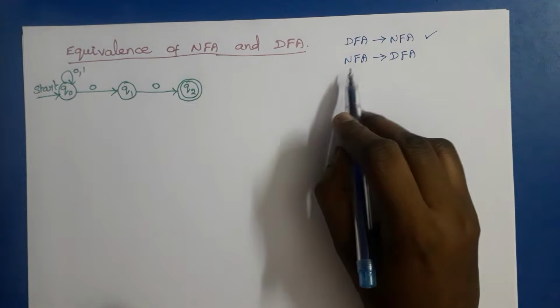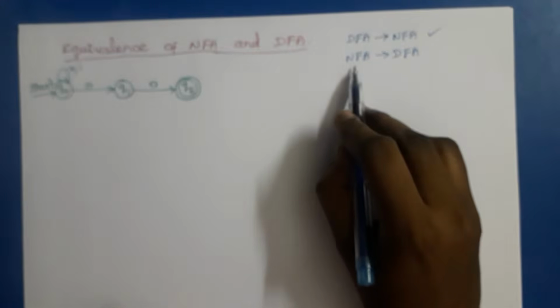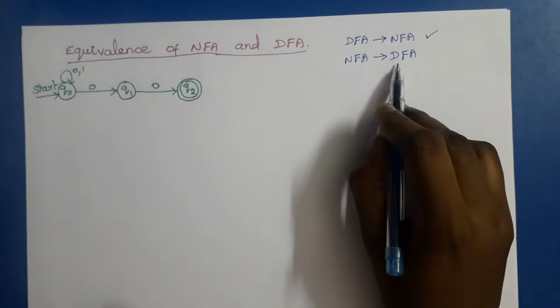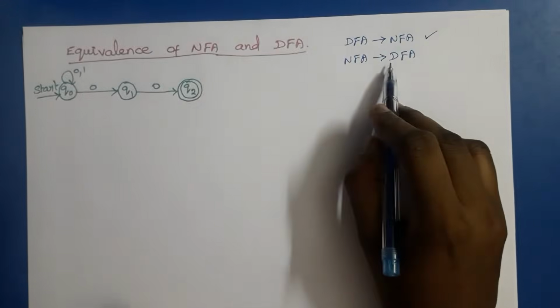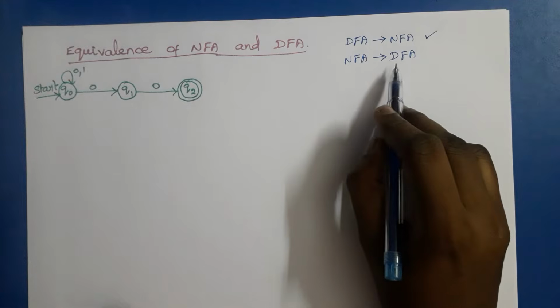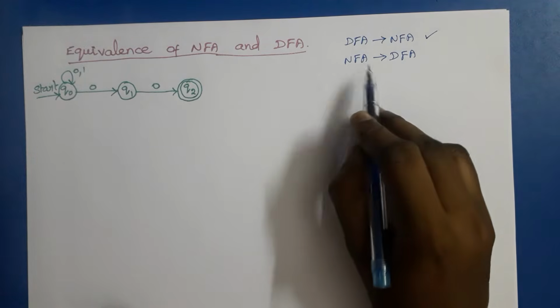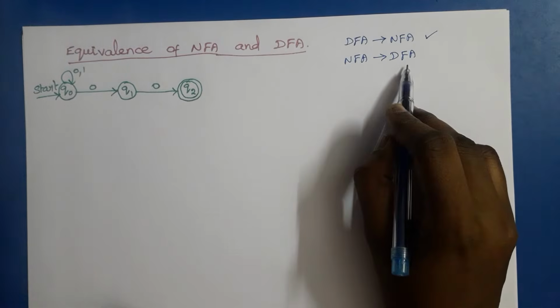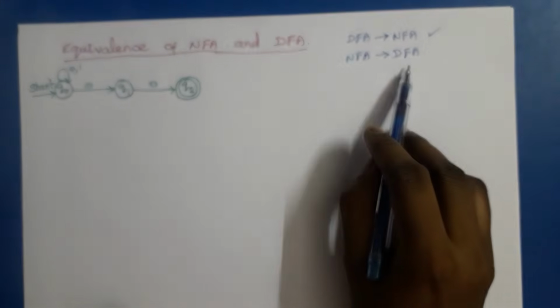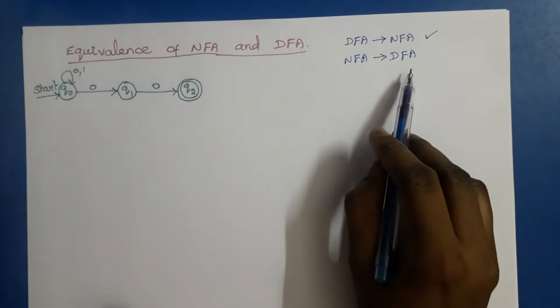Because NFA can have many transitions from each state for an input symbol, but DFA can have only one next state. Only one transition is possible for each input. So we cannot say every NFA is a DFA, but there is an equivalent DFA. For each NFA, there is an equivalent DFA. So we have to convert this NFA into a DFA using the subset construction method. The method of converting NFA to DFA is called the subset construction method.